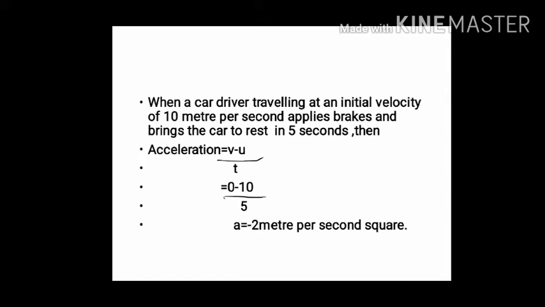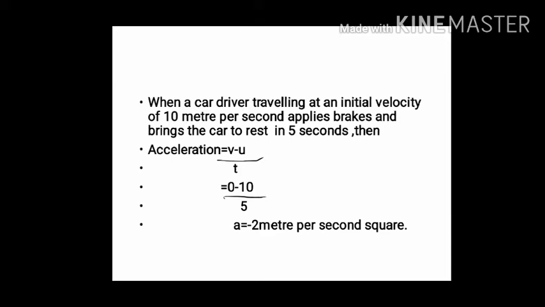Retardation is measured in the same way as acceleration. That is, retardation is equal to final velocity minus initial velocity divided by time taken, and has the same units of meter per second square. Now, let us check an example.